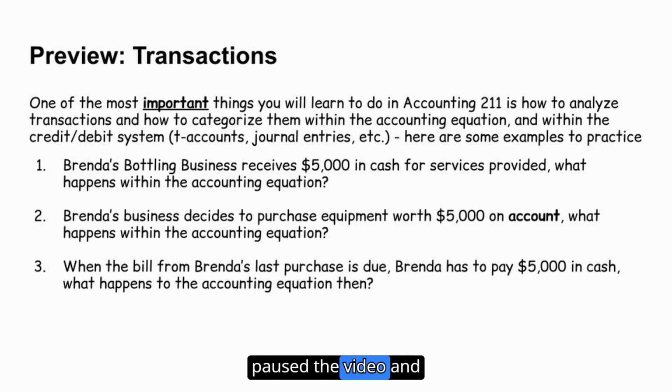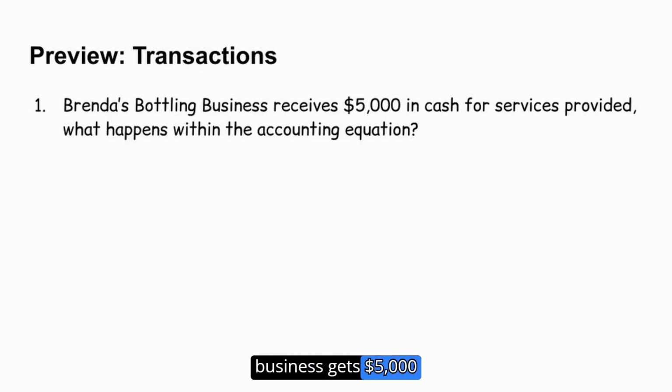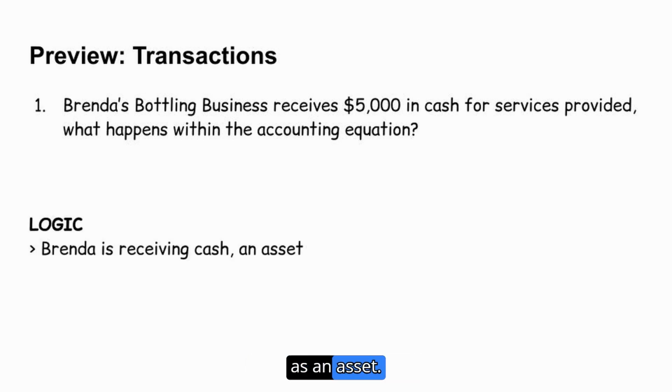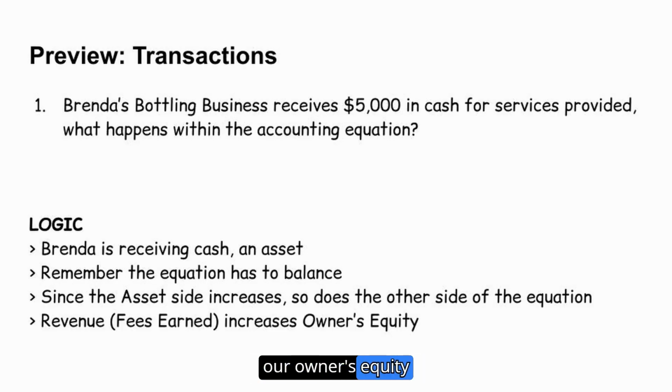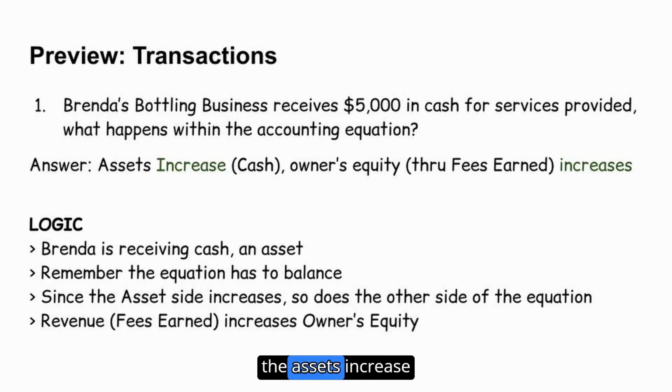So hopefully you've paused the video and figured out the 3 questions. Let's start with number 1. So Brenda's bottling business gets $5,000 in cash for services provided. What's happening here? So in this transaction, we're getting cash, which is categorized as an asset. So because we are getting cash, an asset increases, which means either liabilities or owner's equity has to increase. And there's no liability here because we don't owe anyone anything. And like we said earlier, since we're increasing our assets and through the revenue, our owner's equity or what we own also increases. So the equation balances out as the assets increase and owner's equity increases within the accounting equation.